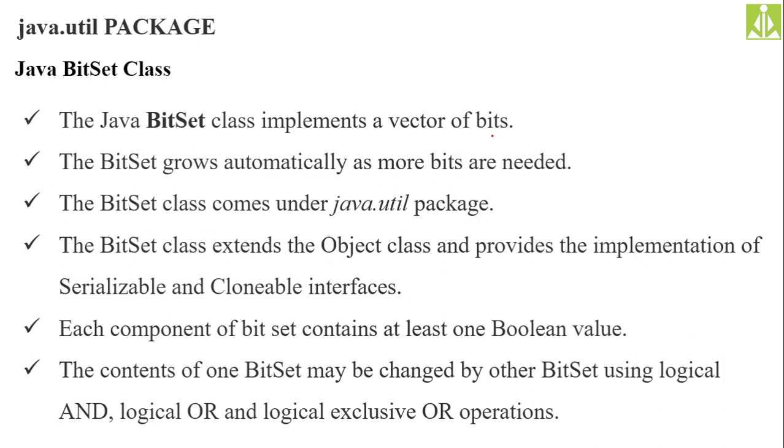So the contents of a bit set may be changed by another bit set. It is something like a bitwise operation. Bitwise operators we have inside the C language, isn't it? So bitwise operators, what we do generally is perform bit level operations between the operands. Here, this bit set is something like that only.